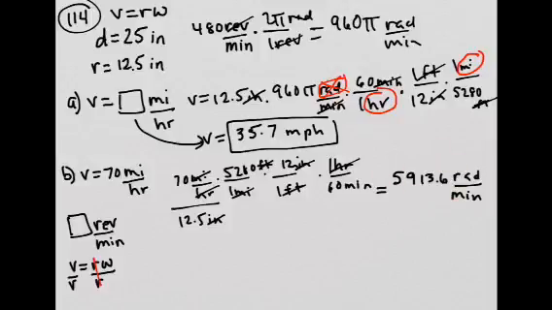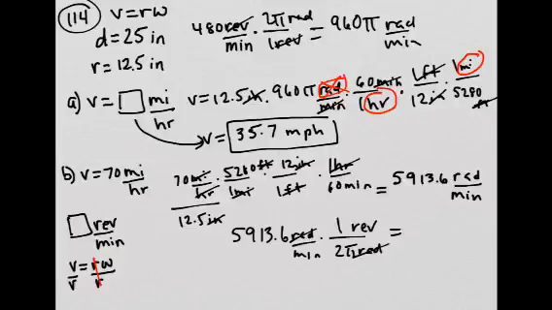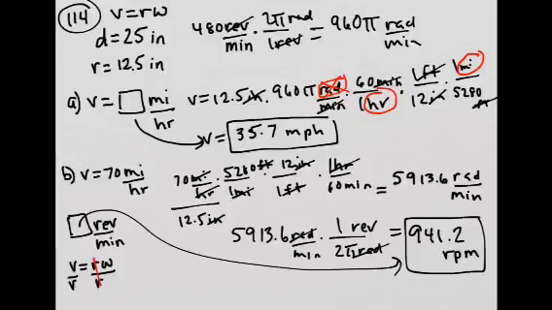So now to get revolutions per minute, we just have to multiply, and let me write it here a little bit more to the left. 5,913.6 radians per minute. So there are 2 pi radians for 1 revolution. So radian and radian cancel. And now we have what we need, revolutions per minute. So just divide that number by 2 pi. Okay, so you get 941.2 RPM. So that's what you would put here.